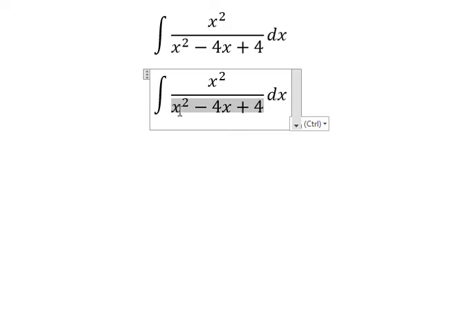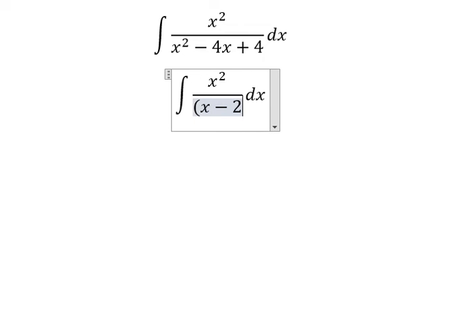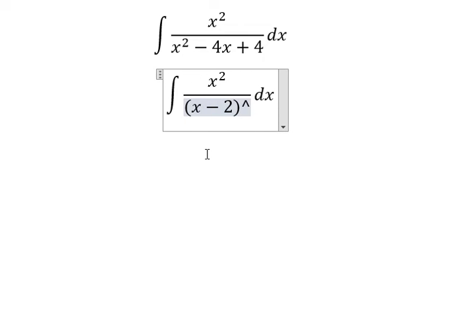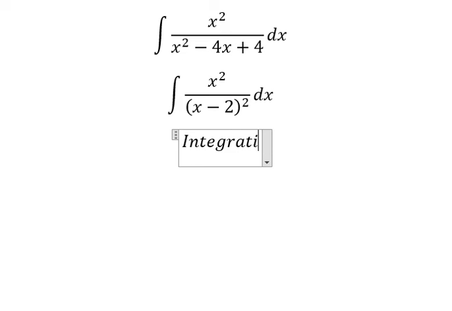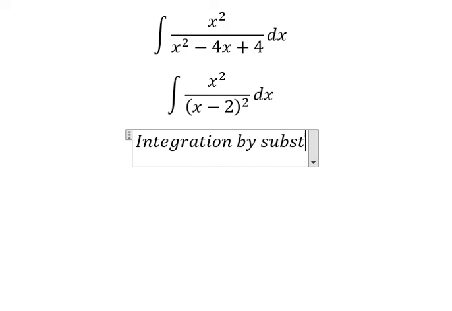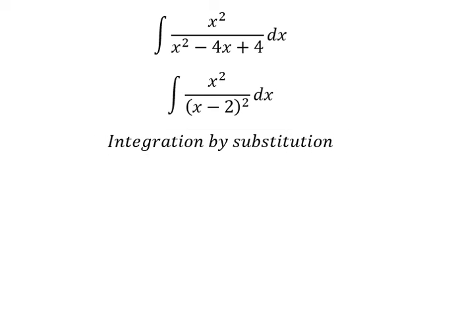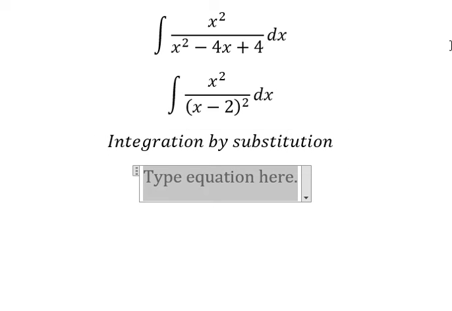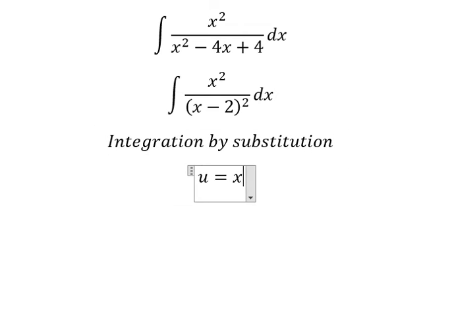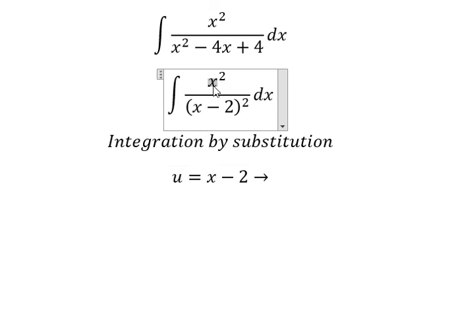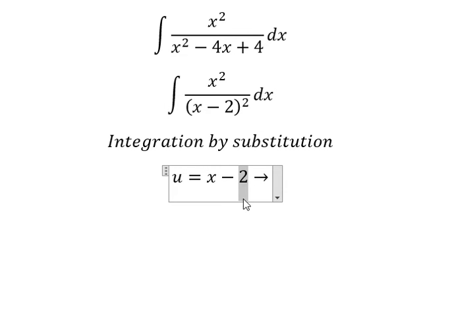This one is about identities, and we put (s - 2) to the power of 2. Next, we can use integration by substitution. So I will put u equals s minus 2, because we have s. So I will put this one to the left.